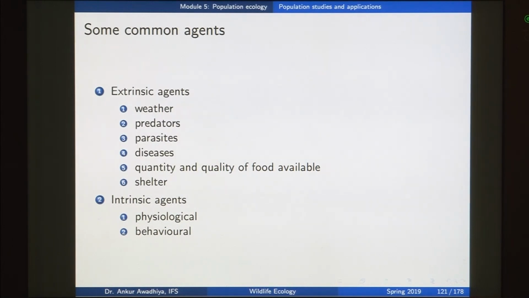So, that is why we are seeing more number of locusts. That could be an extrinsic reason. Or you can talk about predators. Probably the predator numbers went down, because of which more number of locusts are able to survive, and because of which we are seeing more number of locusts. Another extrinsic agent could be parasites or diseases.